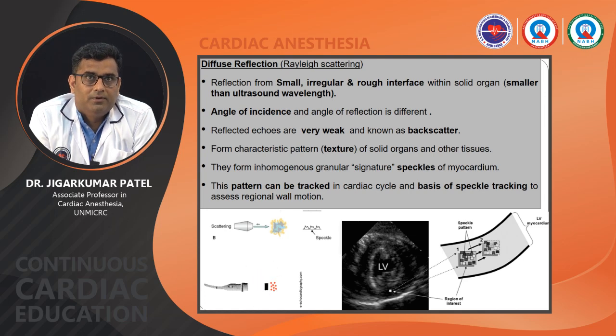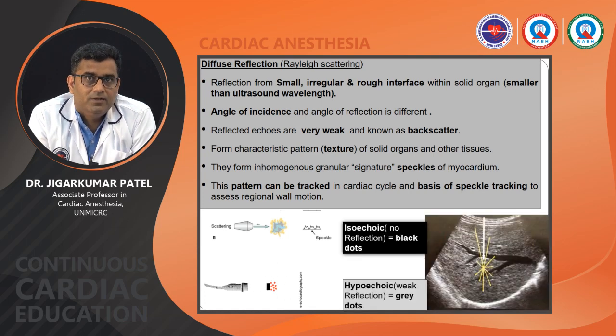The second type of reflection is diffuse reflection. It is also known as Rayleigh scattering. Here the reflection is from a small, irregular and rough interface within a solid organ. Here the reflector is smaller than the ultrasound wavelength. Here the angle of incidence and angle of reflection are not the same, they are different, and the reflected echoes are very weak and known as backscatter, and they form the characteristic pattern of the texture of solid organs and tissue.